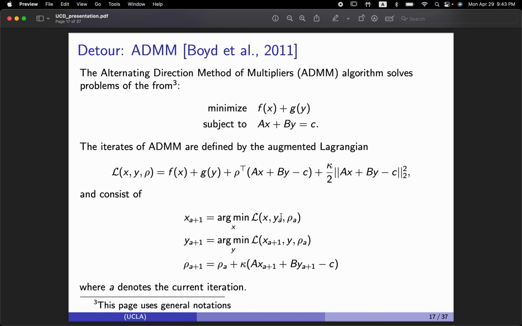And the updates of the ADMM consist of the following. Let's first fix y and rho and then update x. And once we have the updated x, we fix x and rho, and then we update y. And lastly, we fix x and y, and then we update rho. And then we iteratively implement the three updates until certain convergence criteria are met. So this is a very high-level introduction about the ADMM.